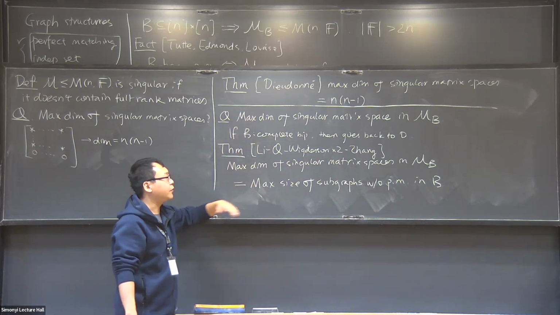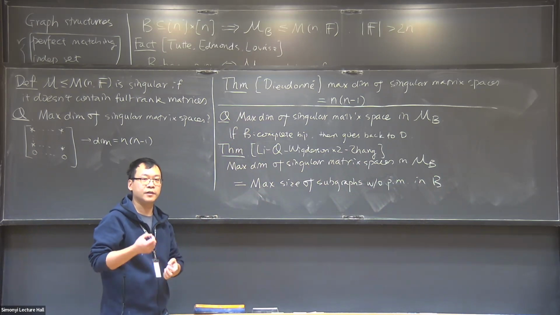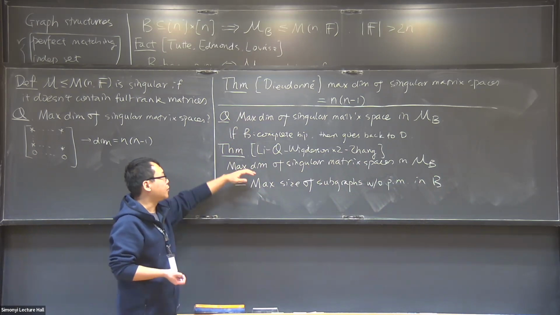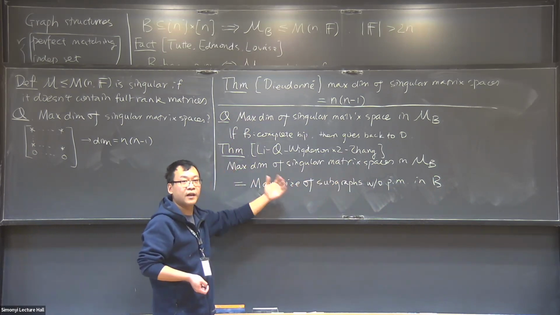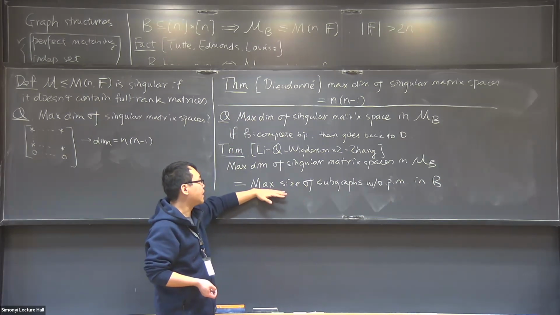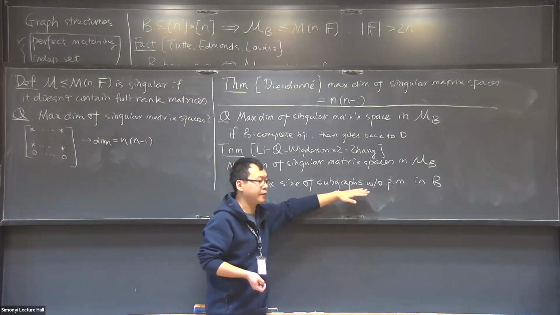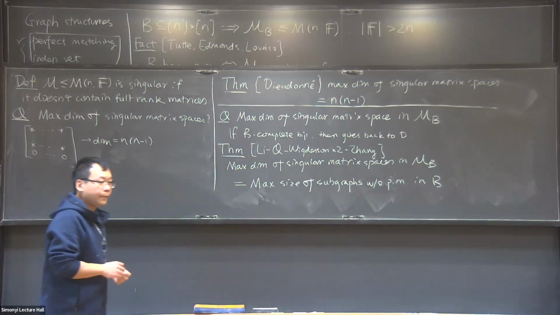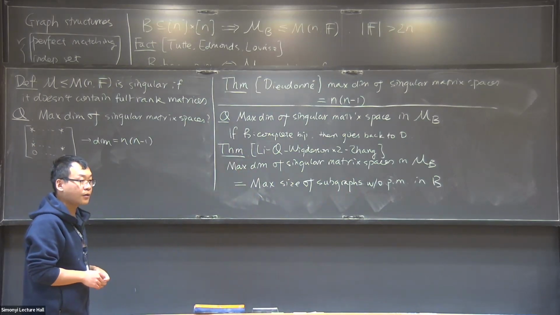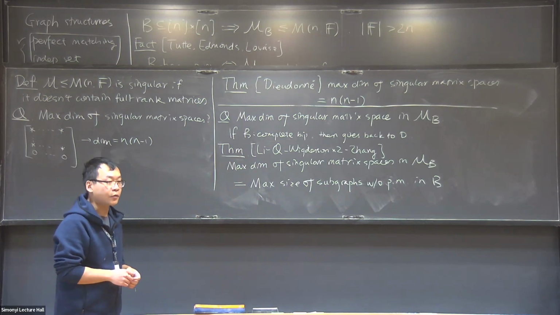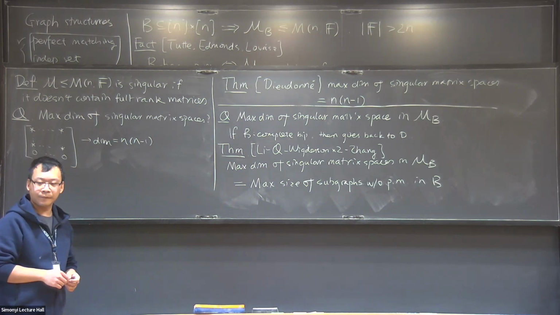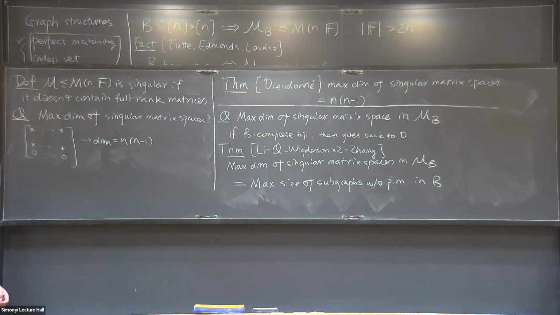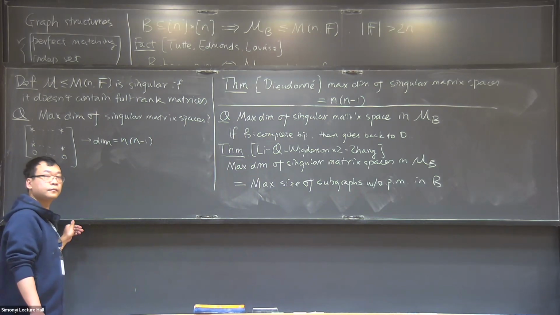So this is just saying that if you have some support constraint, namely where you set some matrix entries to be 0, and you are interested in the max dimension of a singular matrix space contained in such a matrix space, then basically it goes back to the graph problem, right? You're basically asking for the max size of subgraphs without perfect matching. So that subsumes the special case in the complete case. The maximum number of edges without a perfect matching in a bipartite graph is attained when you have an isolated vertex.